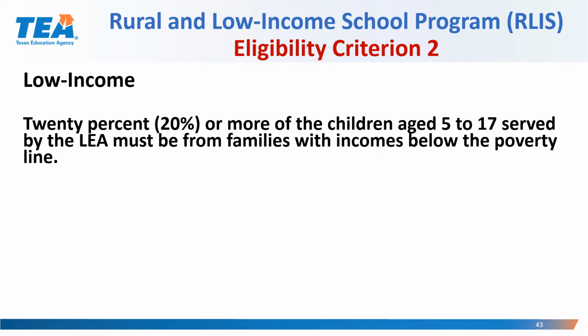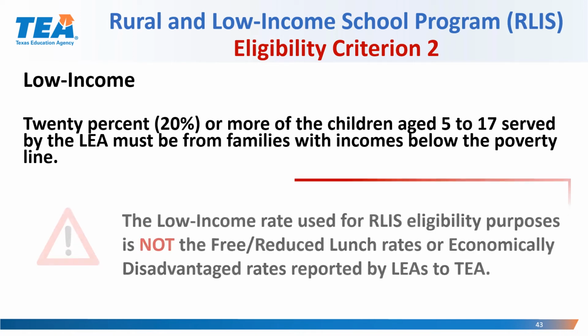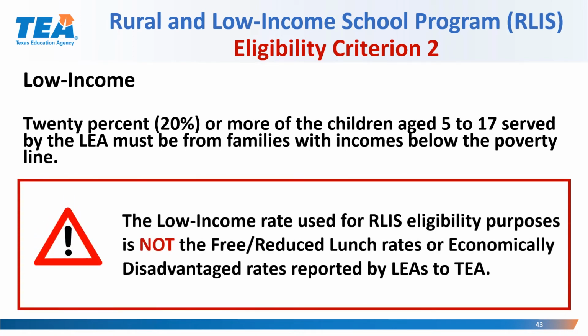Eligibility criterion 2, low income. 20% or more of the children aged 5 to 17 served by the LEA must be from families with incomes below the poverty line. Please note, the low income rate used for RLIS eligibility purposes is not the free or reduced lunch rate or economically disadvantaged rate reported by the LEAs to TEA.